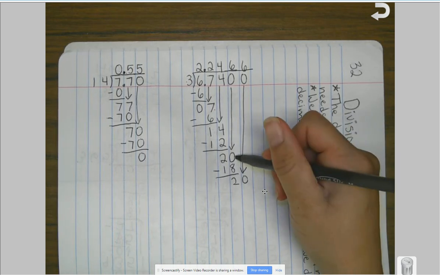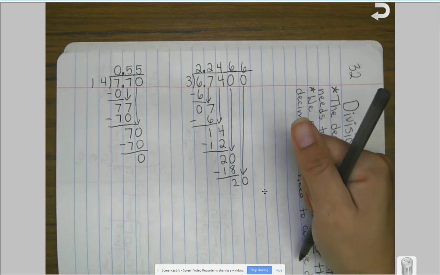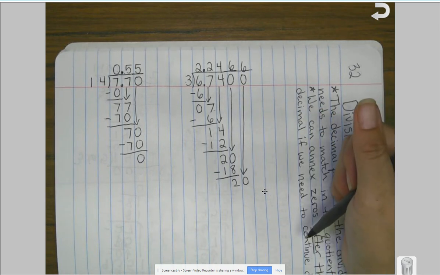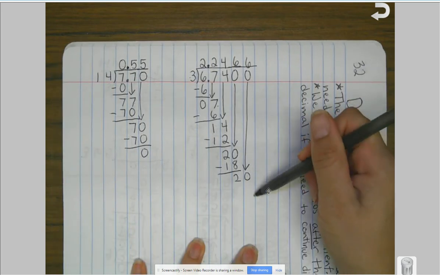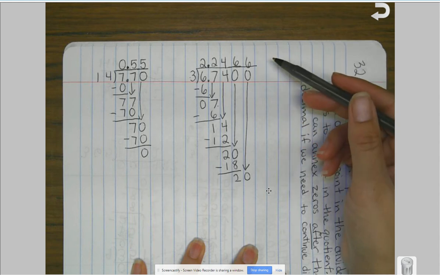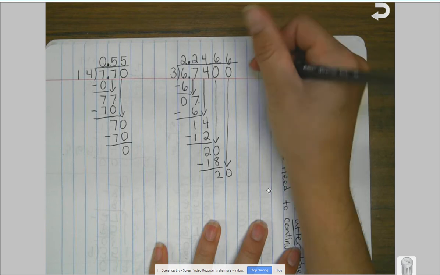So see how I have a 20 here, and I have a 20 here. If I minus 18 again, I'm going to have another 20, and another 20, and another 20. So this is what we call a repeating decimal. Instead of showing that division over and over again, when we can see the final pattern repeating and we know it's not going to end, we write this as a repeating decimal.